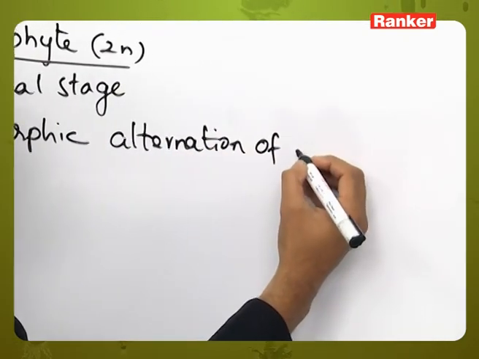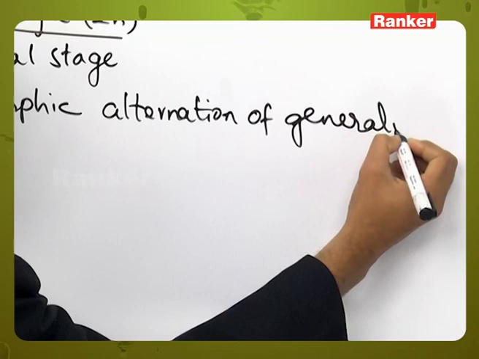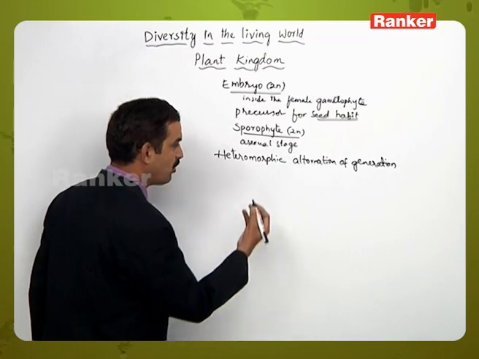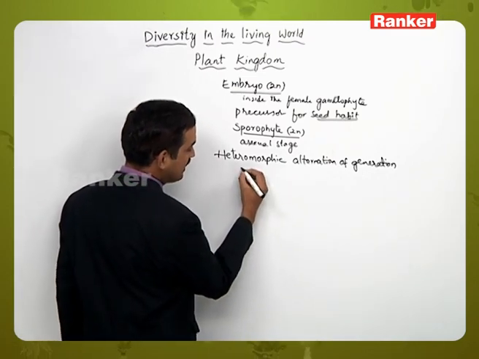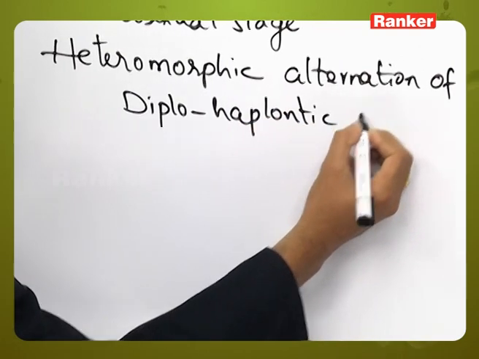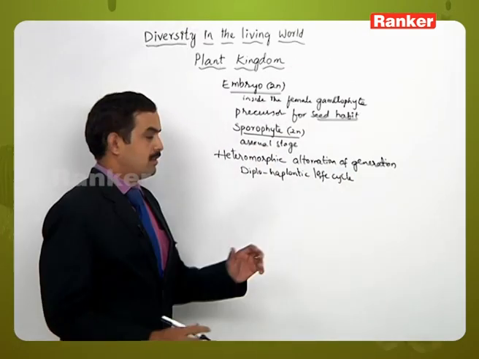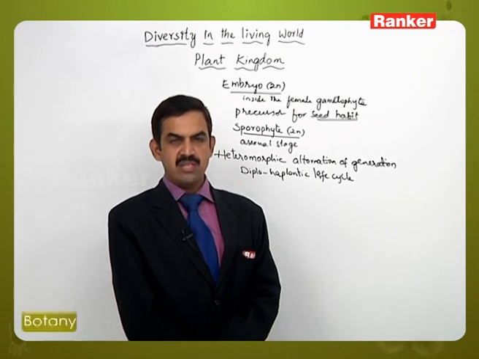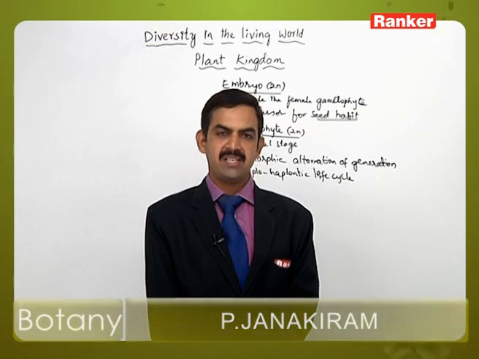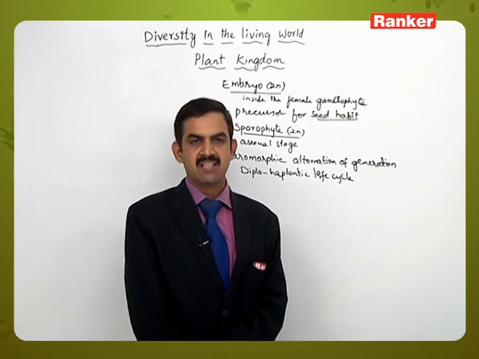Heteromorphic alternation of diploid generation with that of haploid generation. Diploid generation is the sporophyte and haploid generation is the gametophyte. And here the life cycle is a diplohaplontic life cycle. Then here likewise the two generations are occurring in an alternate manner, and both the generations are independent of each other, which are being adapted to the shady and damp places.